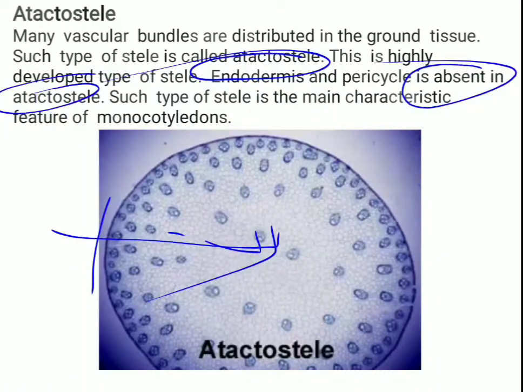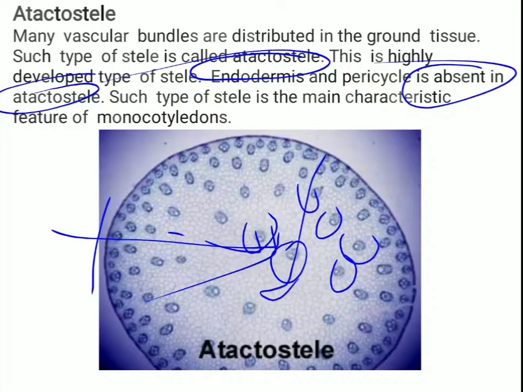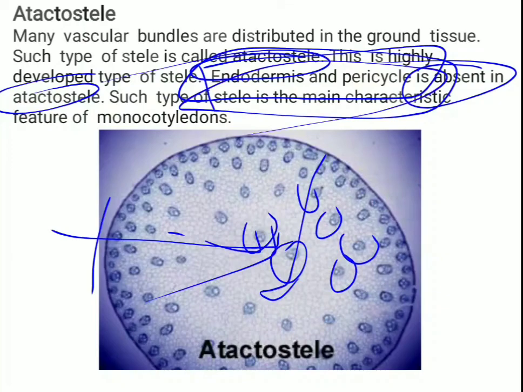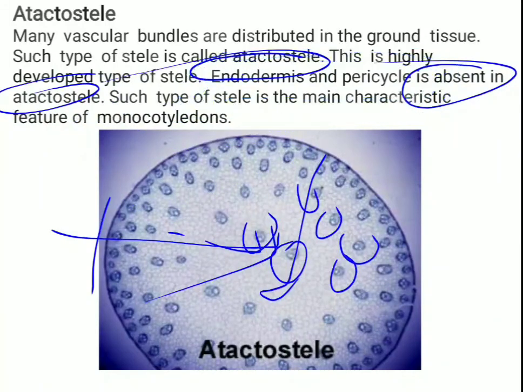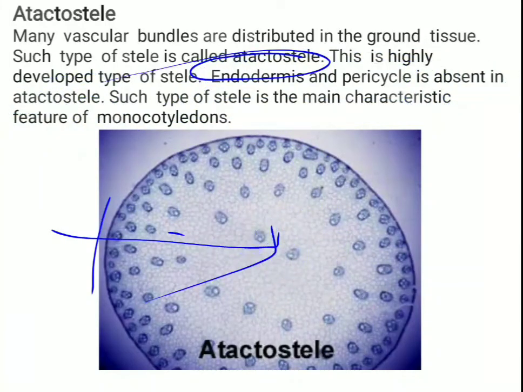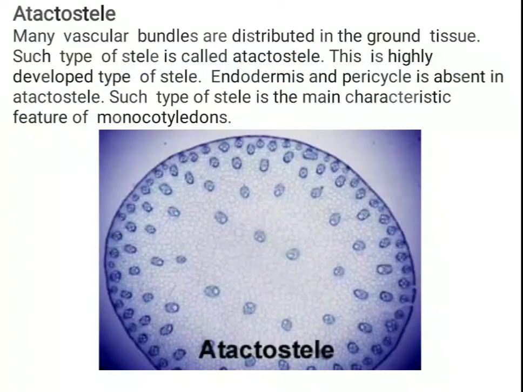Okay, all the vascular bundles are arranged from the endodermis to the pith portion, but their main characteristic is that endodermis and pericycle are completely absent. Okay, and this type of stele is mainly present in monocotyledons, means in grasses and some of the monocotyledon plants, atactostele is present. Okay, this is the overall type of the stele.